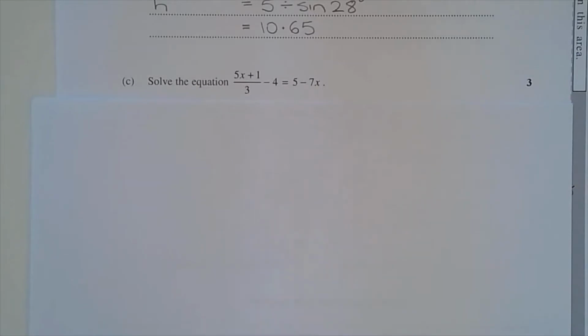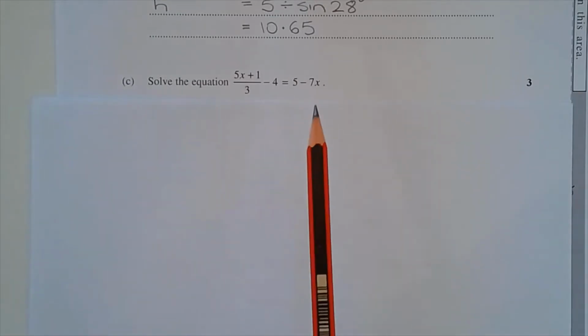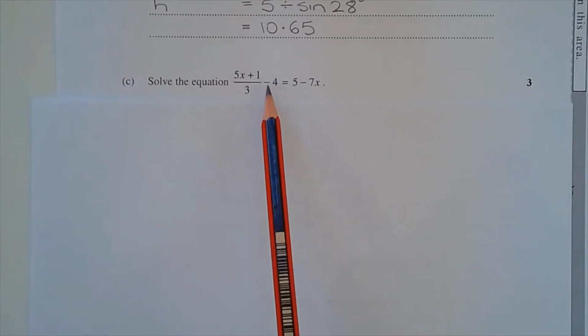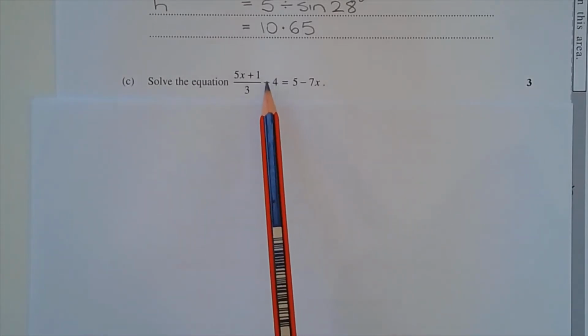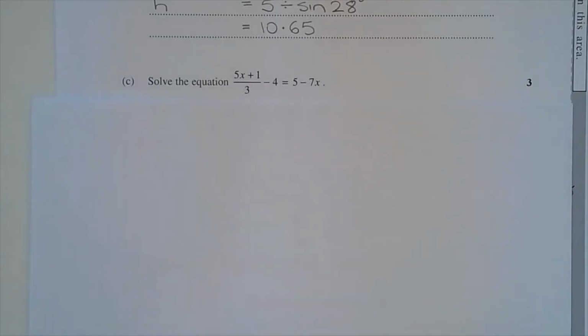Question 26c. Solve the equation (5x + 1)/3 - 4 = 5 - 7x. There are two ways we can start this. You can notice that we have a -4 on its own, and we also have a 5 on its own, and we can move that -4 over by adding 4 to both sides.